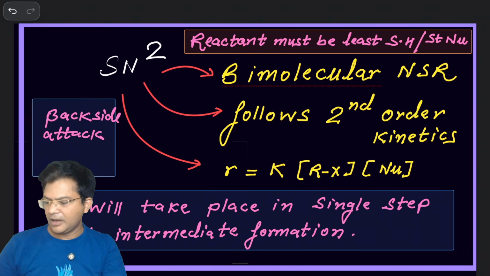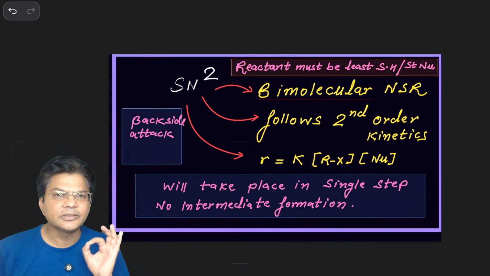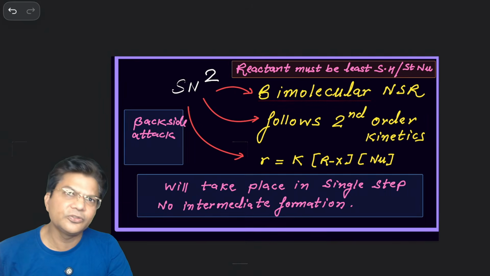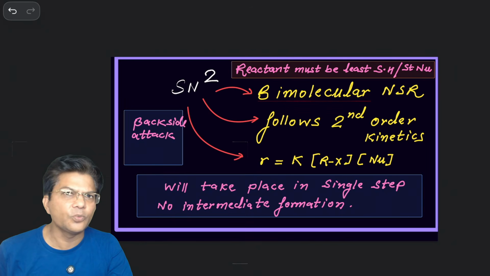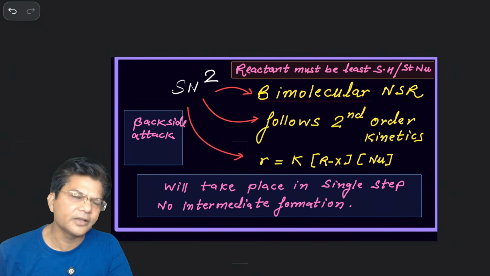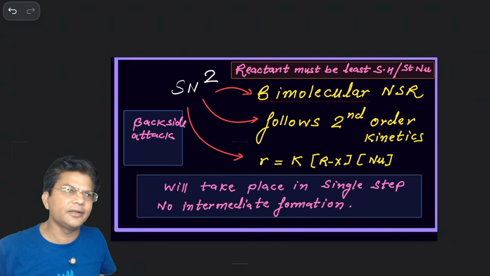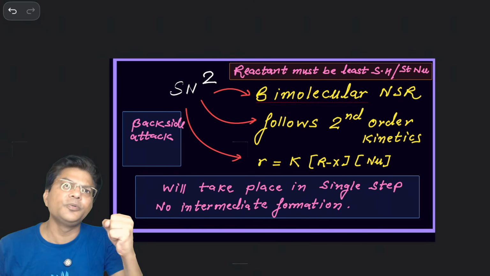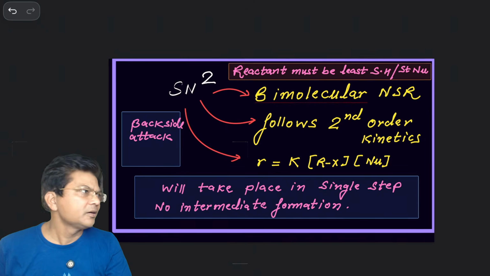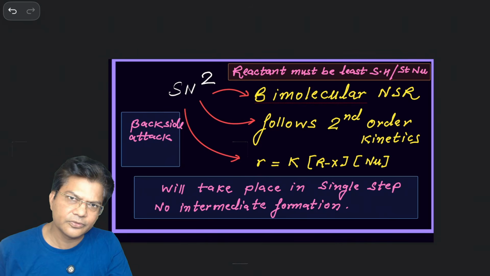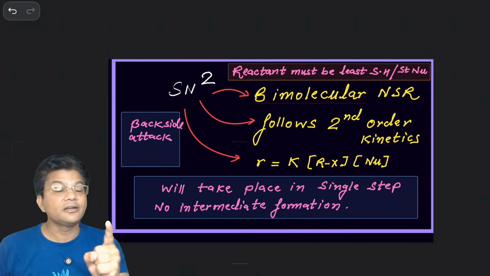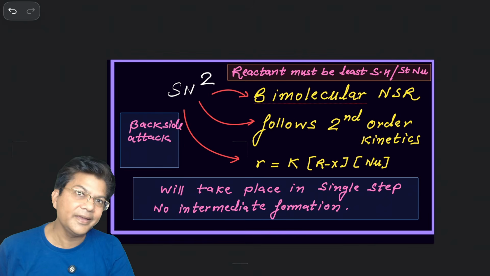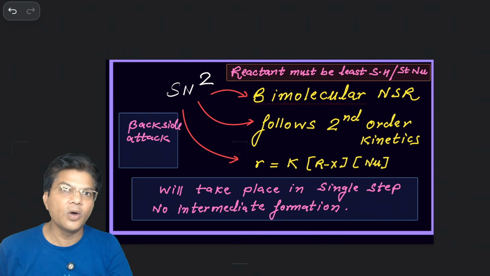One thing is clear. Now, for any reaction to take place in a single step, should the attacking agent be strong or weak? If you want to do anything in one go, you should be strong. If you want to carry one table or one chair from one place to another, you should be strong enough. Then only you can move it, right? So the nucleophile for SN2 and the base for E2 must be strong. Then only it can do the work in a single step.